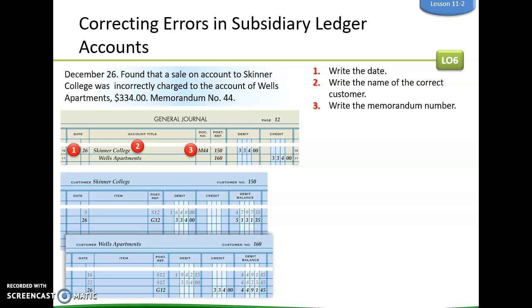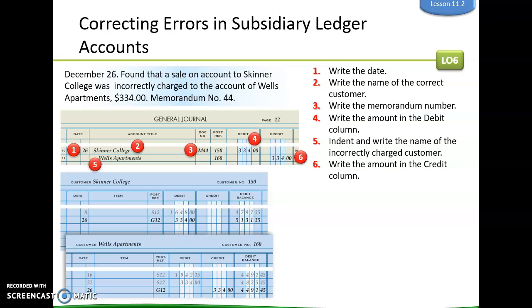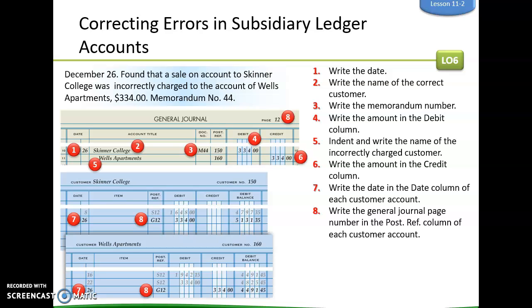So why can't we just go and delete the transaction? Well, we want to show record and have proof of everything that we do. So we're going to write the general journal page number and the post reference just as normal on both of them. So you see G12 on 8, number 8.